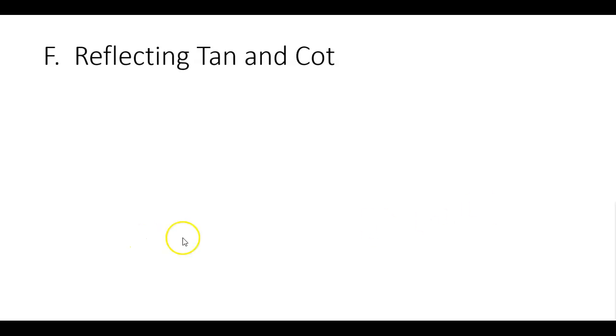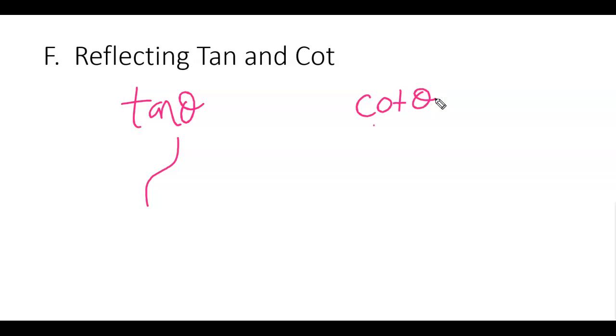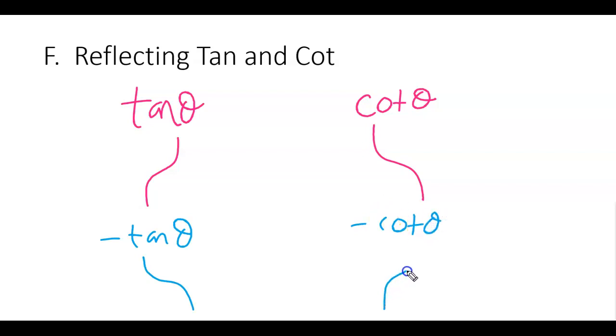So let's talk about reflections here a little bit. As you guys know, tangent typically looks like this, right? And cotangent typically looks like this. But if we reflect these, in other words, if I multiply the outside by a negative, it's going to flip it upside down. Same thing over here with the cotangent. If I multiply that by a negative, it also gets flipped upside down.